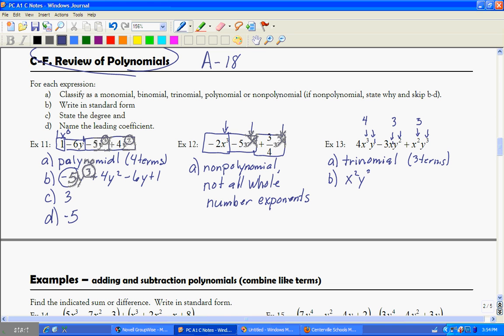So what is the degree of our trinomial? Well, it's to the 5th degree. So we have 2 plus 3. And then D, what is our leading coefficient? Well, the coefficient of that term is 1.